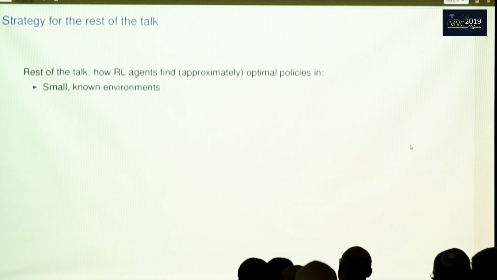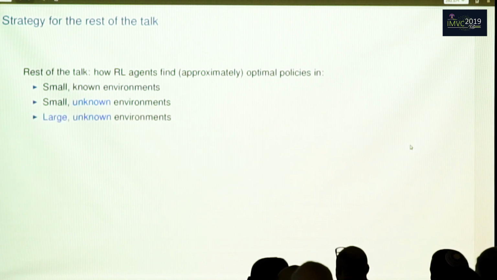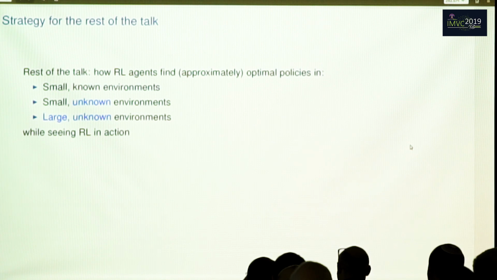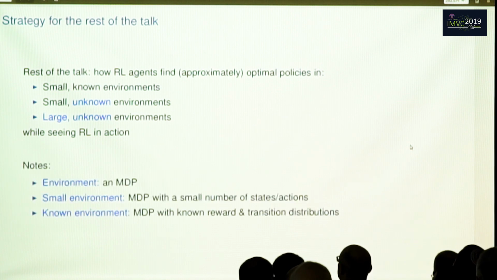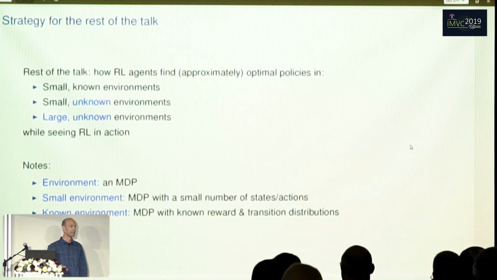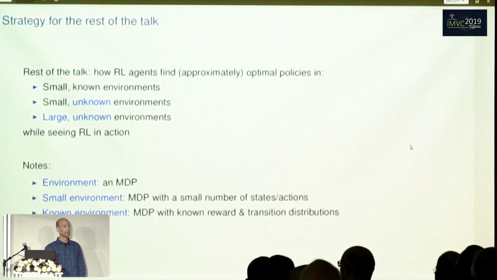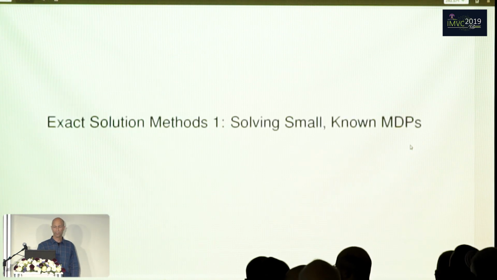Okay, in the rest of the talk, we are going to see how RL agents find approximately optimal policies by starting from small known environments, then moving to small unknown environments, and finally moving to large unknown environments. We'll see examples of RL in action throughout the talk. A few notes for clarification. When I'm talking about an environment, in this context, it is an MDP. We assume that the MDP captures everything the agent needs to know about the environment. When I'm talking about a small environment, this means an MDP with a small number of states and actions. And when I'm talking about a known environment, this is an MDP with known reward and transition distributions.